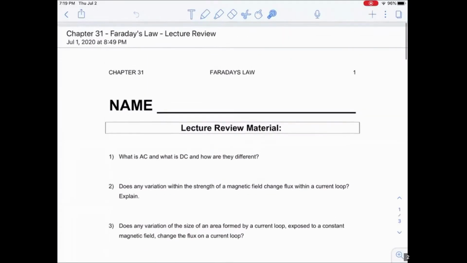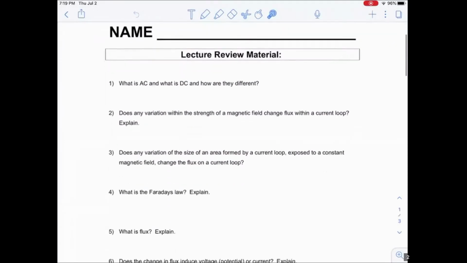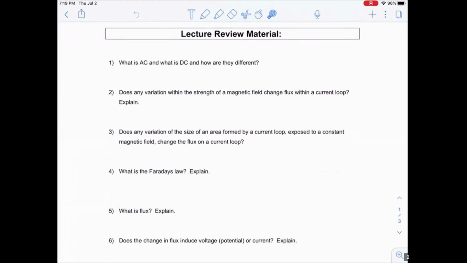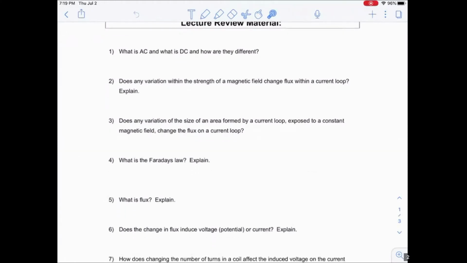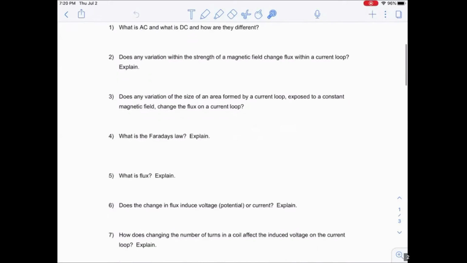Okay, so open up the lecture review material. So AC versus DC. AC, the direction of the current is alternating. DC, the direction of current is constant. AC is generated using magnets. DC is generated by using a battery. All right, I'm not going to follow the same order. I'm going to start at 5.